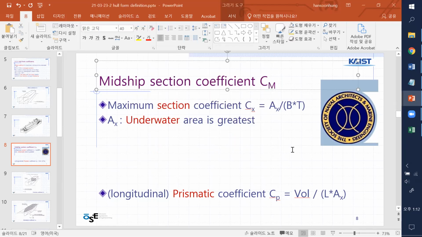So CM is the symbol for midship. Midship means the center of the ship along the length dimension. At the center of the ship, you can calculate the coefficient by dividing the area by a box or rectangle of breadth and depth. But there is a similar one, a little different coefficient called the maximum section coefficient, and that is the maximum area section.